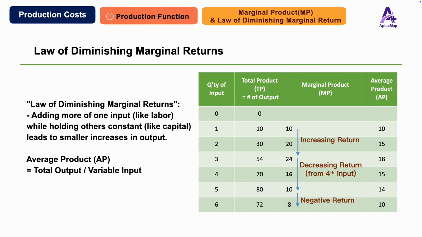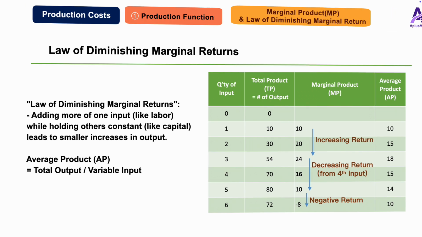Exactly. Straightforward formula. Total product divided by the number of inputs. Total cookies divided by number of bakers. So in our example, when we had 3 workers making 54 cookies. Yep. The average product is 54 divided by 3, 18 cookies per worker on average. Perfect. That's AP. Now, let's try and visualize this.